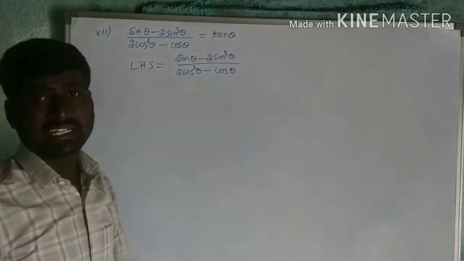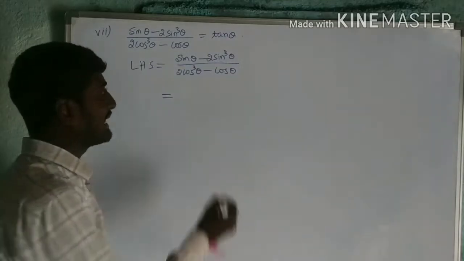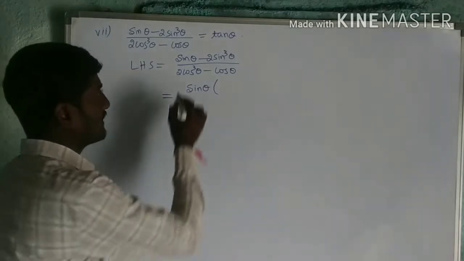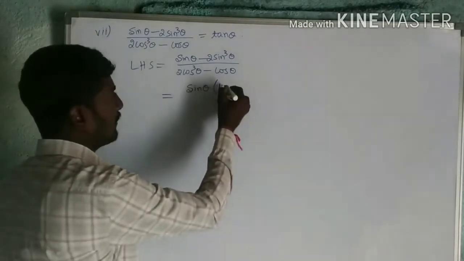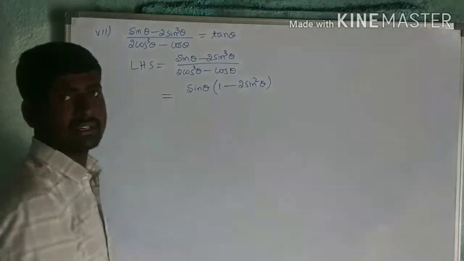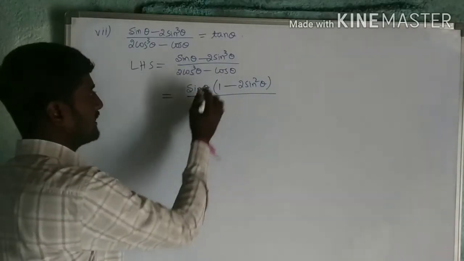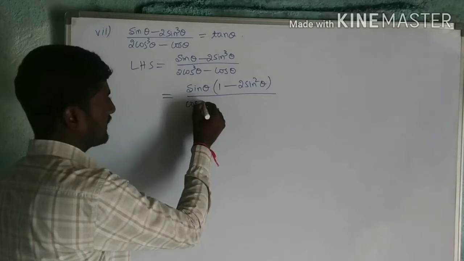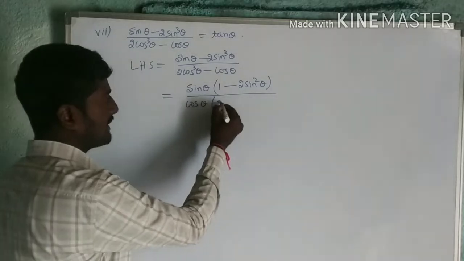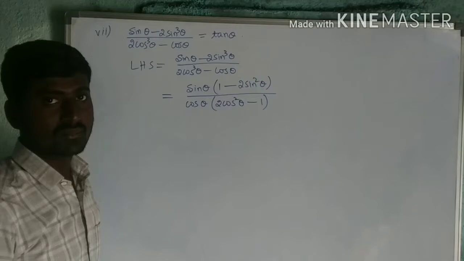Now I want tan theta. In the numerator I can take common sin theta. Inside, sin theta taken outside, what will be there? 1 minus 2 sin square theta. Whole divided by, here I can take common cos theta. Cos theta, inside what will be there? 1 constant taken outside, remaining is 2 cos square theta minus 1.